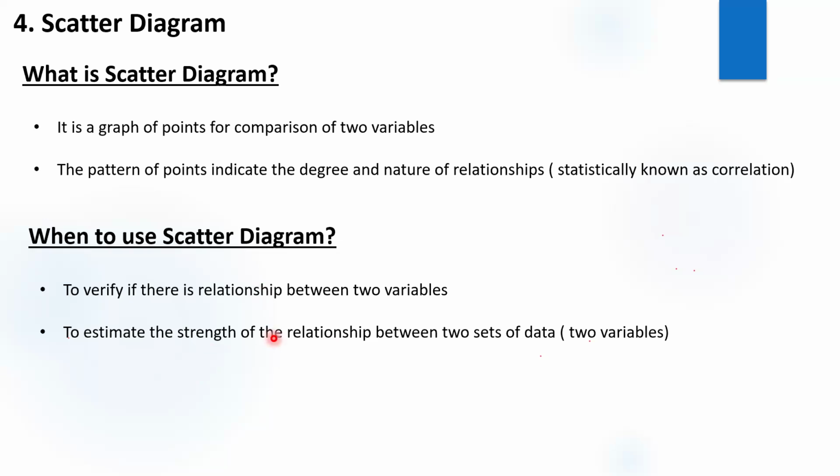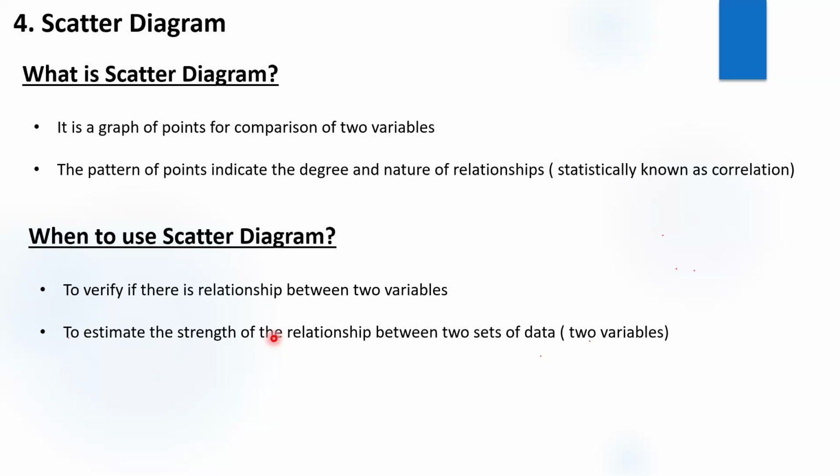So once again, I will repeat what a scatter diagram is. It is a graph of points used to compare two variables. That is point number 1. Normally there are some patterns of points and some nature of relationship between two variables, and that nature of relationship is called correlation. So in order to understand the correlation between two variables, we use the scatter diagram.